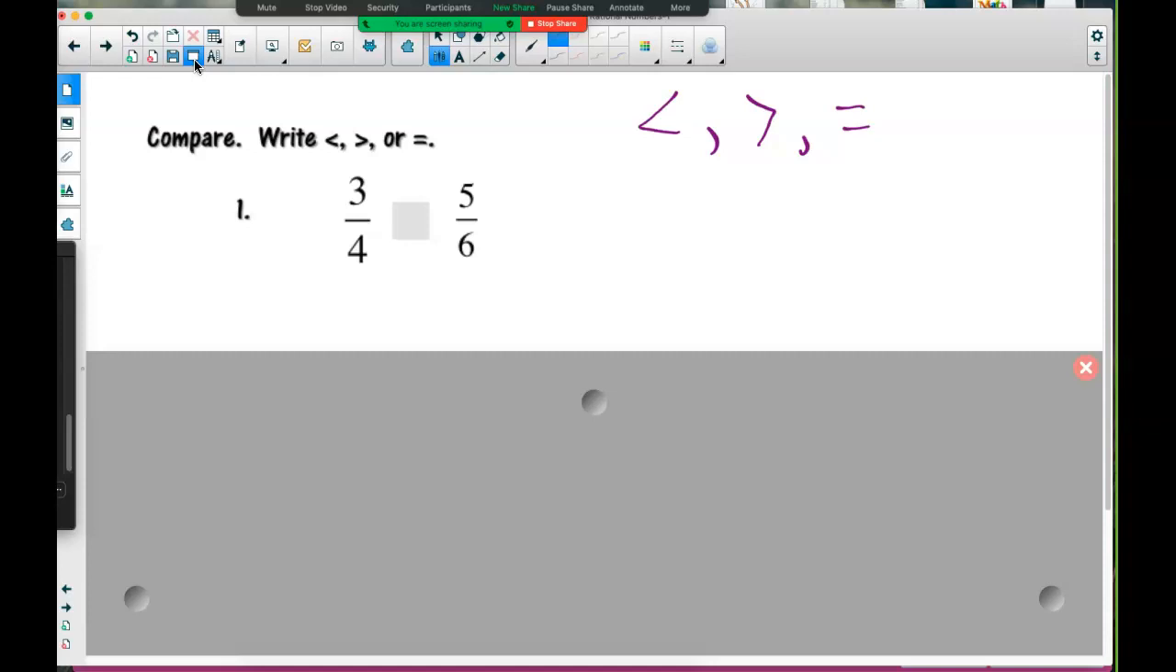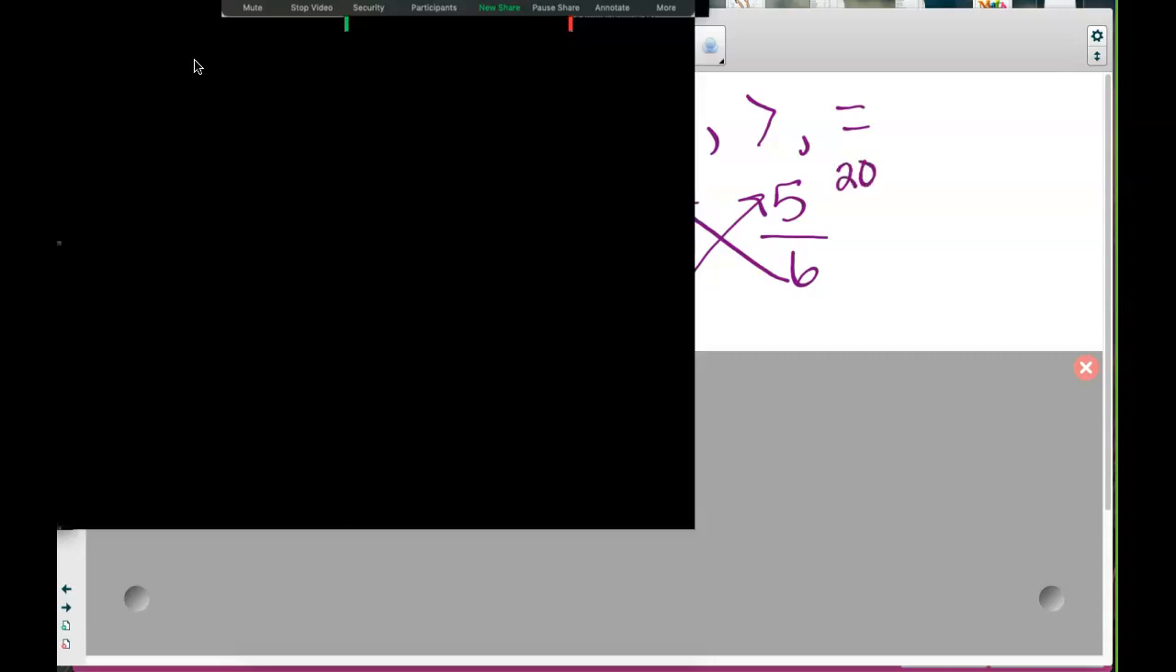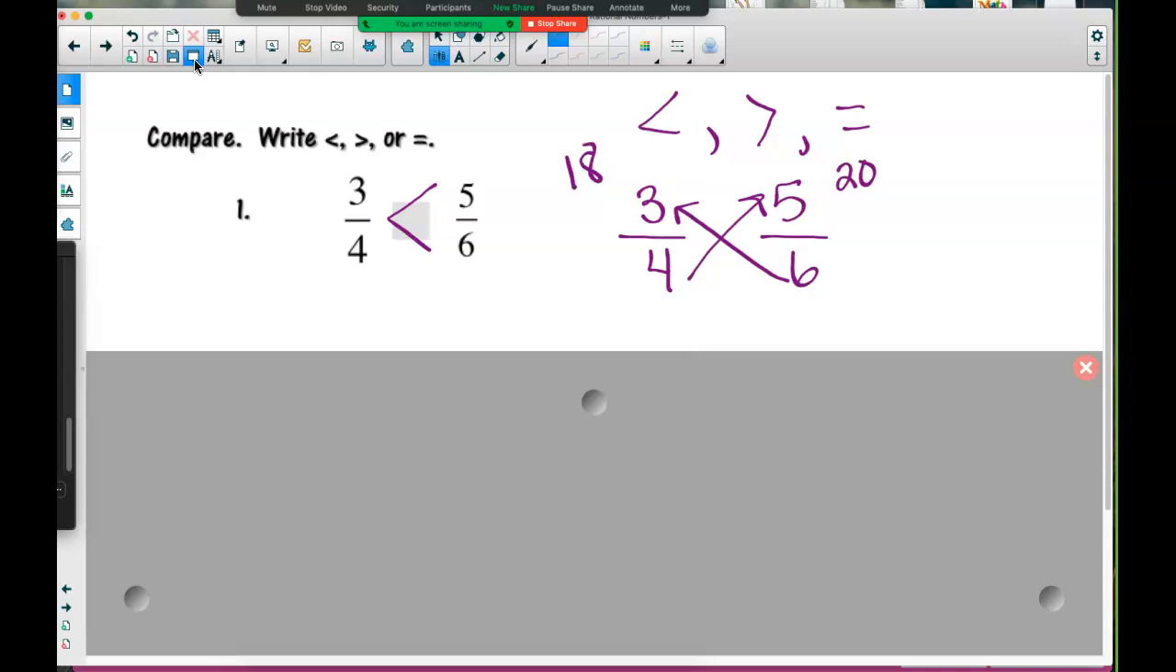Okay, so I'm seeing a number of answers come in that 5/6 is the bigger number, so you would have put a less than sign. You guys agree with that? 3/4 is less than 5/6. If I did 3/4 and 5/6, and I did my cross products like this, you always have to go from the bottom to the top though. Can't go the other direction. 4 times 5 is 20. 6 times 3 is 18. Well, 20 is bigger than 18. So this side is the bigger fraction.